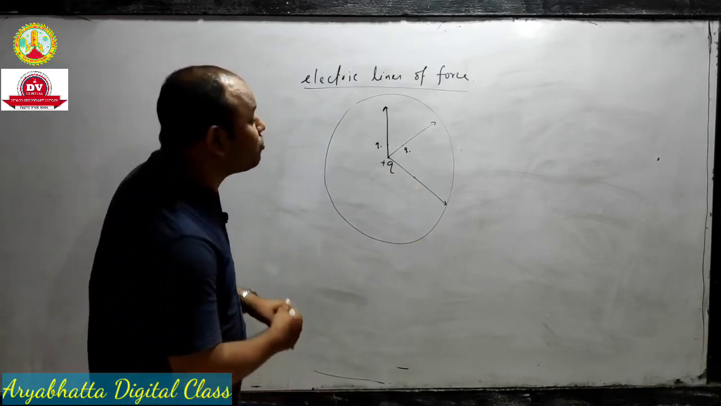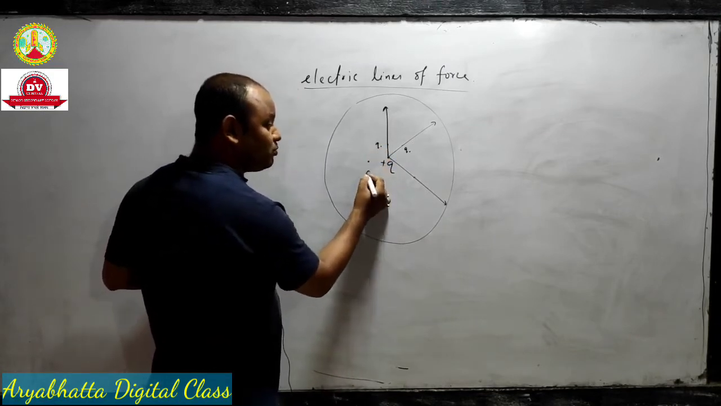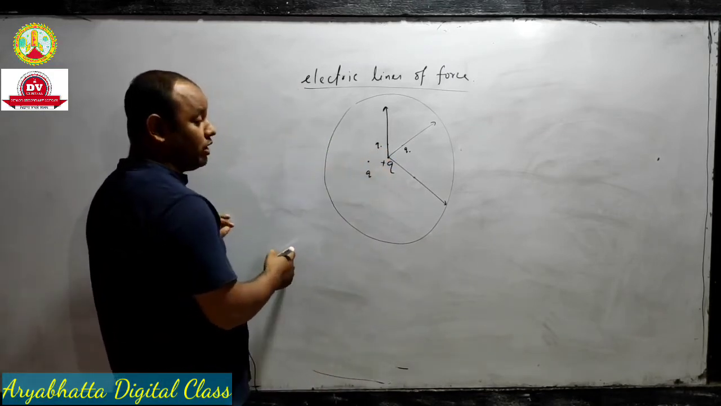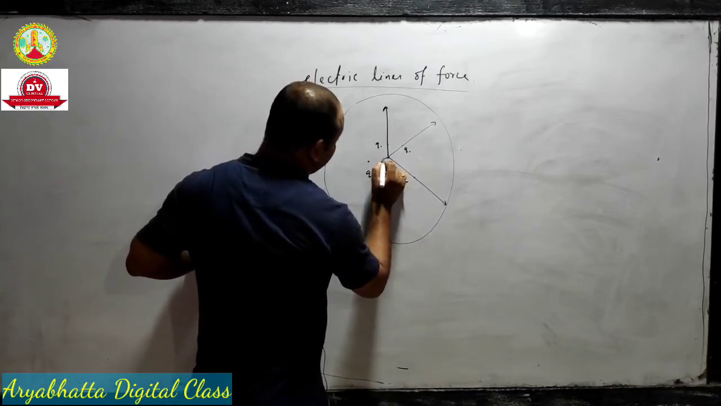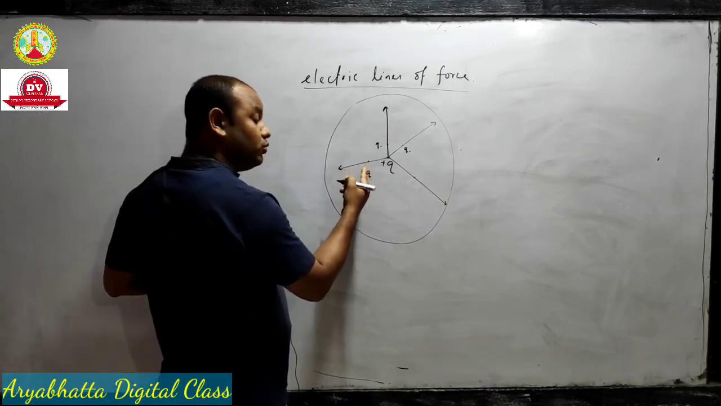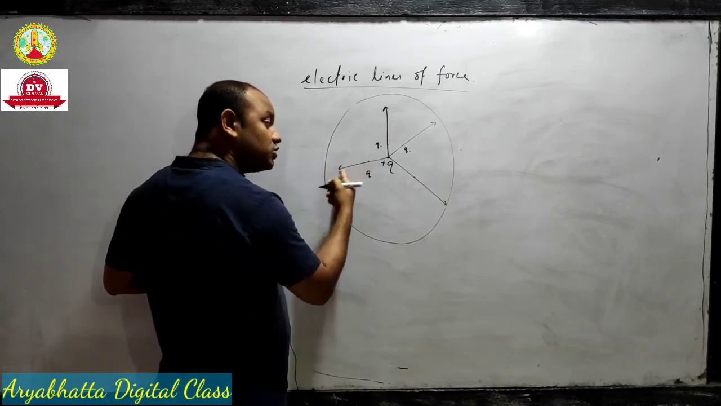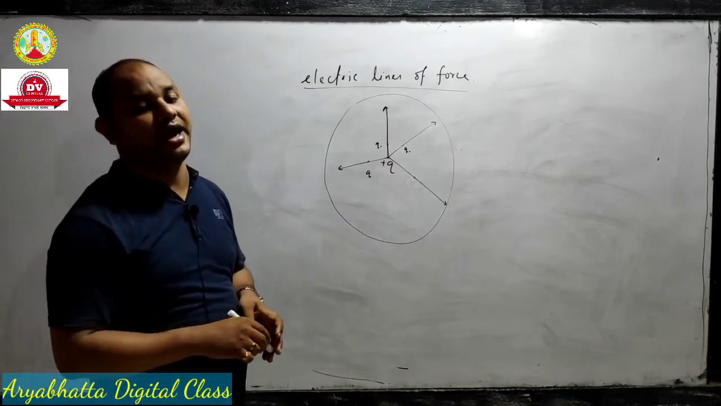That means if you consider a test charge at this point, and this positive charge will repel this test charge in this direction, that means this test charge will follow this path, and this path is known as the electric field lines.